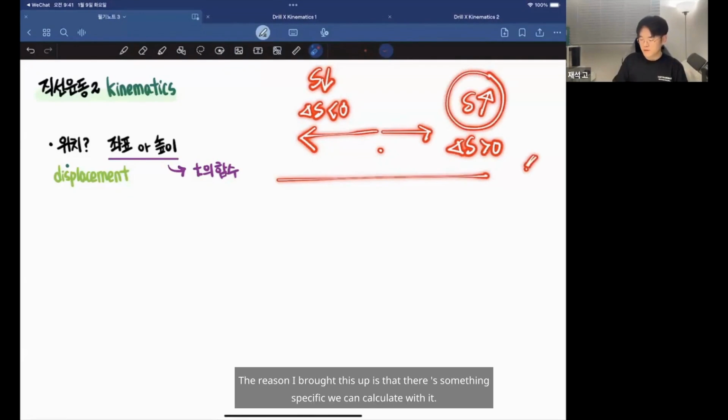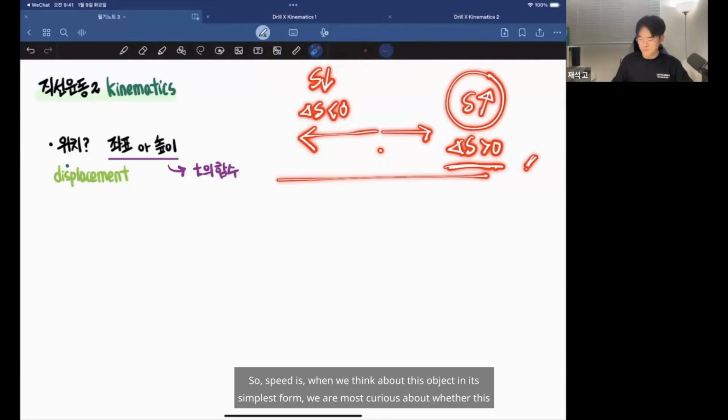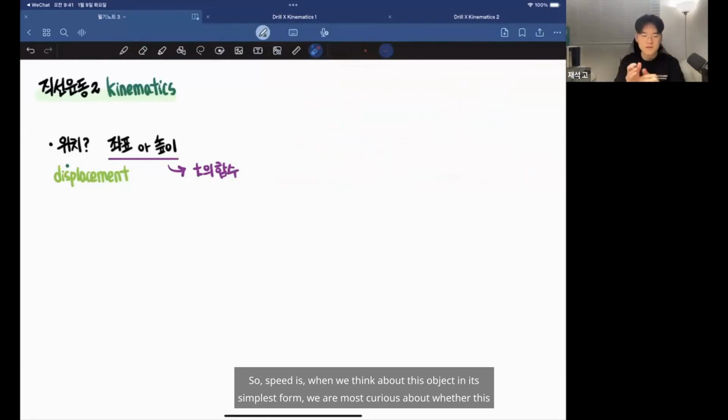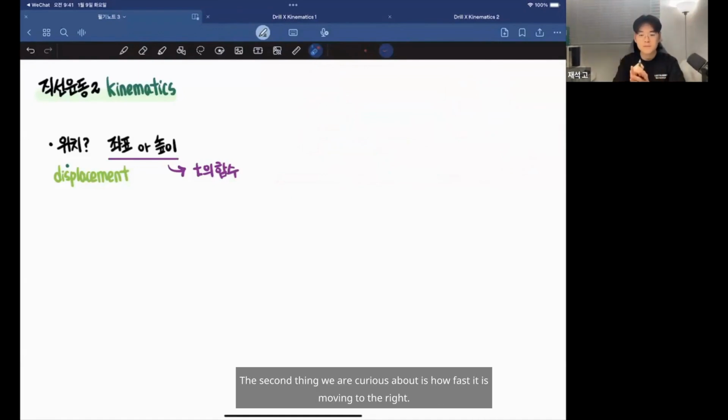The reason I brought this up is that there's something specific we can calculate with it. What can we find using the change in position, guys? That's speed. We can find speed using the change in position, right? So, speed, when we think about this object in its simplest form, we are most curious about whether this object is moving to the right or to the left. The second thing we are curious about is how fast it is moving to the right.